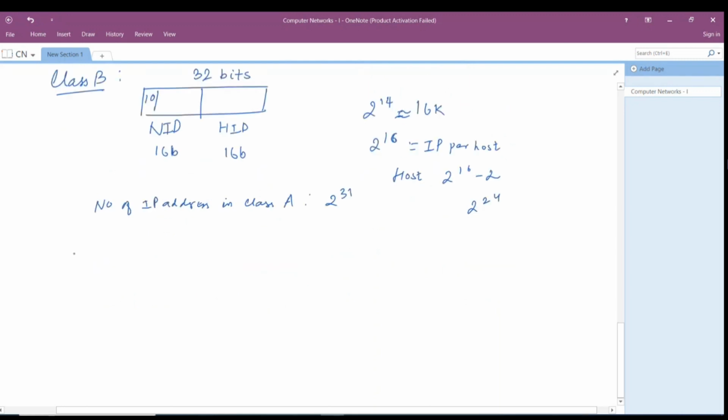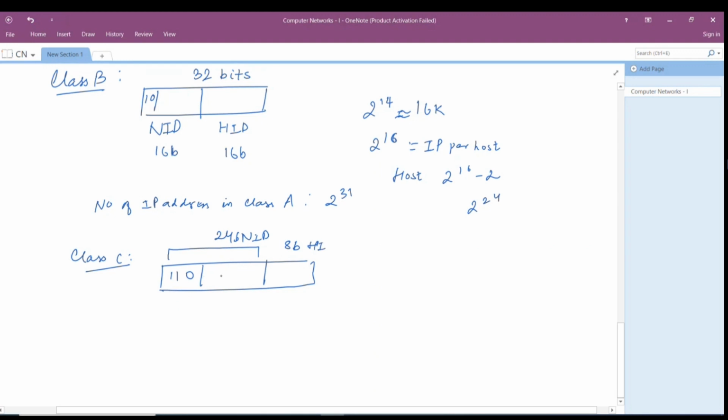Let's move to class C. Now this looks quite easy. For class C, we have 1, 1 and 0. And for class C, the division is 24:8. So 24 bits go to the network ID and 8 bits go to the host ID.